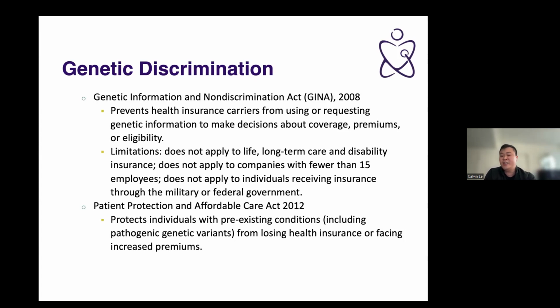There are a lot of limitations to this law. It only applies to health insurance; it does not apply to life insurance, long-term care, or disability insurance. And most importantly, it does not apply to individuals who receive their healthcare or insurance through either the military or the federal government, so our VA population, for example. The Affordable Care Act and Patient Protection Act of 2012, aka Obamacare, tried to recognize some of the holes in this by calling genetic variants pre-existing conditions, which would prevent people from losing their health insurance or facing increased premiums. And different states have additional protections on top of this.